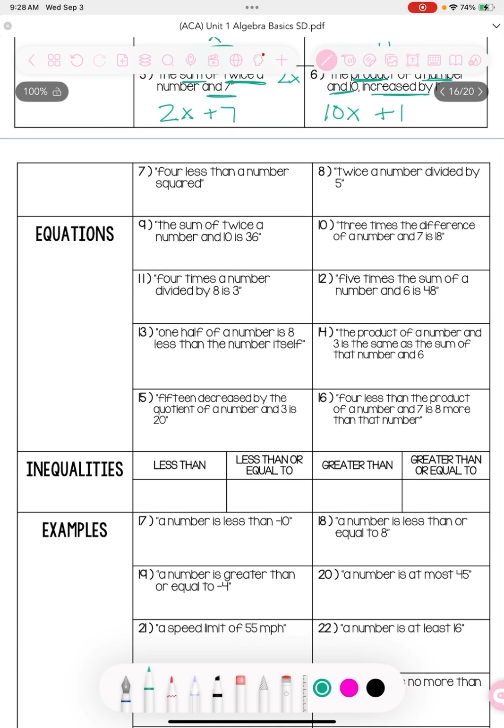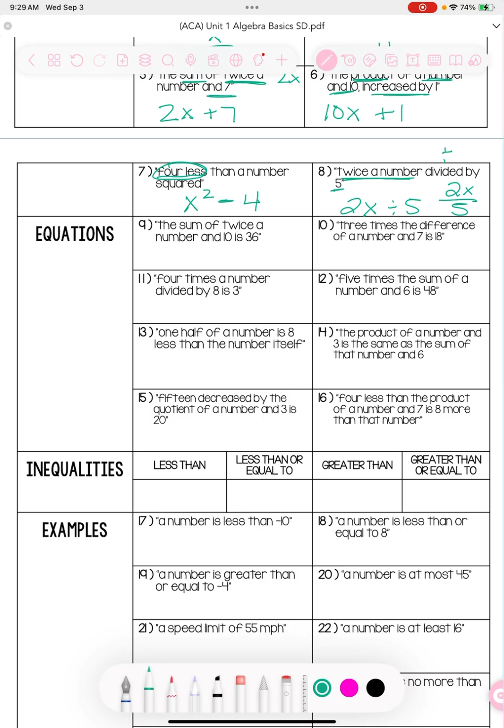4 less than a number squared. Okay, so 4 less is one of our turnaround phrases, so in the end we're going to do -4, and then a number squared, so x squared. The next one is twice a number, 2 times the number, divided by 5. So 2 times some number and divide it by 5. You might have it also as a fraction, as 2x over 5. That would work too.